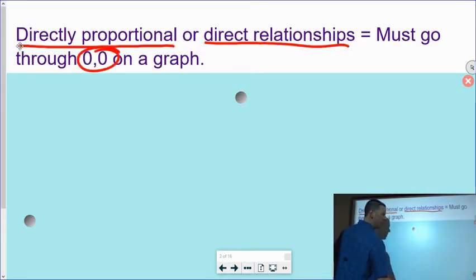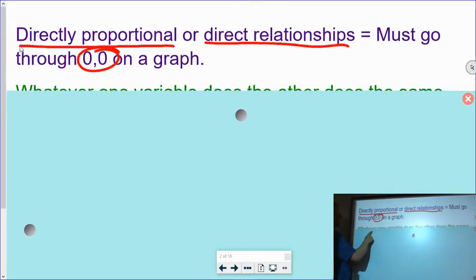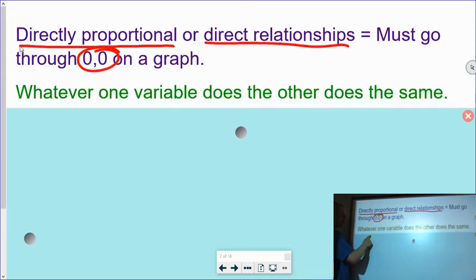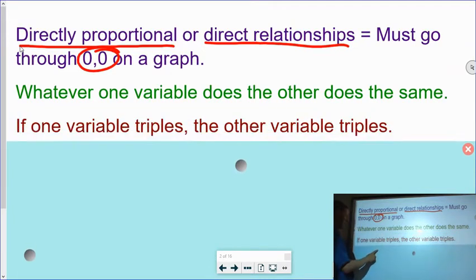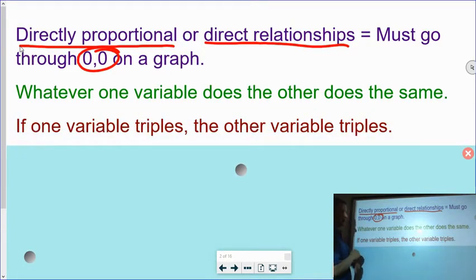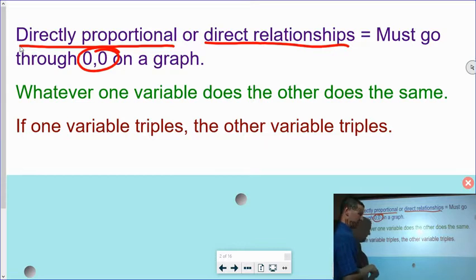If you're wondering where to write this, right on the front side on the left-hand side, right below Pearl, you should be writing this information about a direct relationship or being directly proportional. They mean the same thing. Couple things that go along with that. Whatever one variable does, the other variable does the exact same thing. So if one variable triples, the other variable triples. Remember, you can pause this video at any point in time if I go too fast for you to write down things.